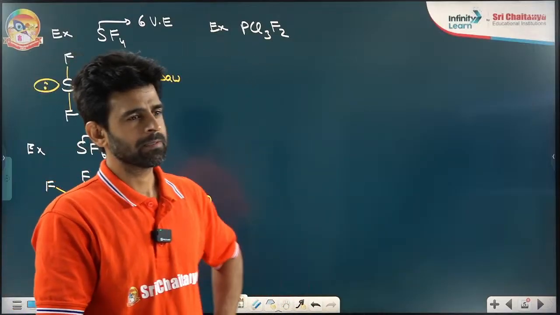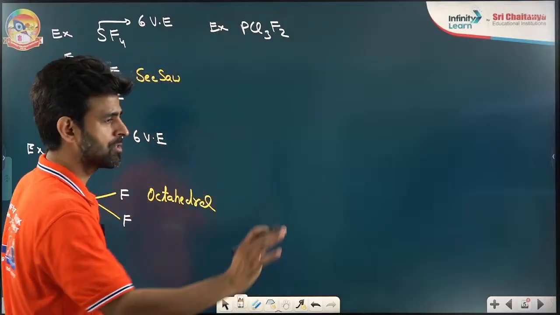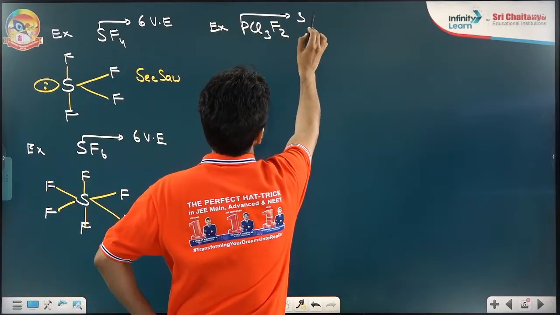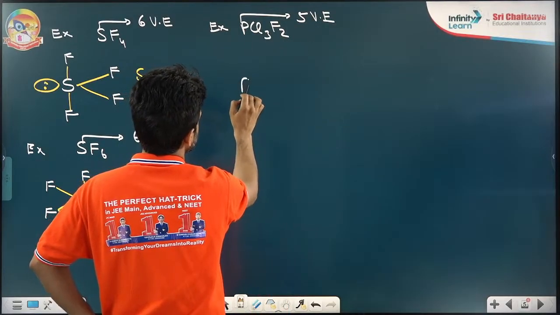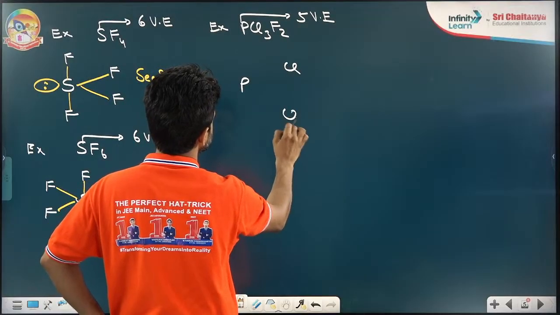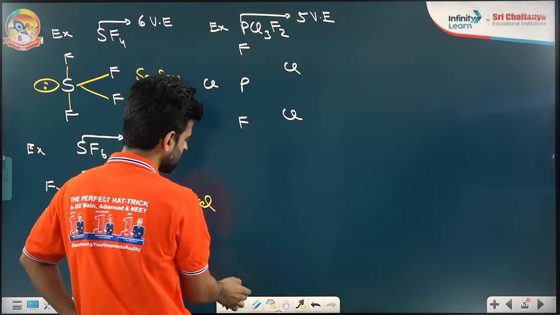So in this case, we will see a new thing, right? First of all, phosphorus, beta, has 5 valence electrons. It's very much clear, very easy to find. I am putting P here. I am putting Cl, Cl, Cl, and F here. Very easy, nothing tough here.